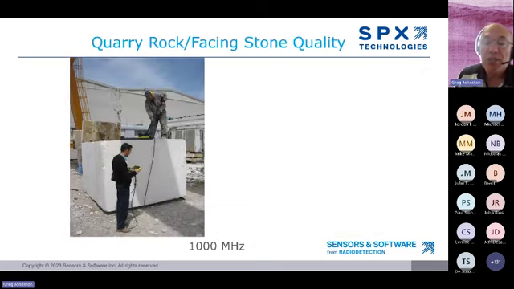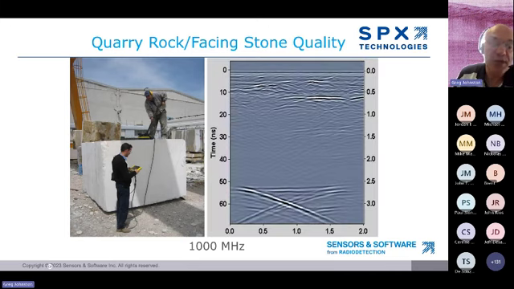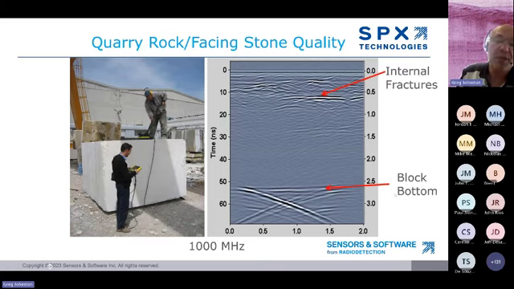At a smaller scale, you can scan stone blocks with high frequency GPR and detect interior fractures and voids to assess the overall quality and to better predict the economic yield from that block when it's cut up. So here you can see these reflectors on the inside. The reflector at the very bottom here is from the far side or the bottom of the stone slab or the stone block. And the reflectors that are inside are probably things like internal fractures, things that they're going to be concerned about when they cut this block up.